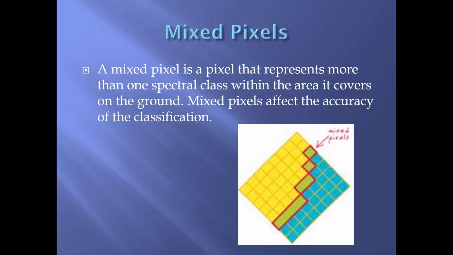Something to keep in mind is a mixed pixel, and it's defined as an area or a pixel that represents more than one spectral class within the area it covers on the ground. It's shown here as a mixture of a yellow land cover class and a blue land cover class. This is very common on shorelines of lakes, oceans, water bodies, and especially common with wetlands. And a mixed pixel will affect the accuracy of the classification.